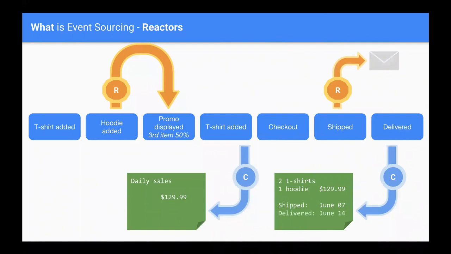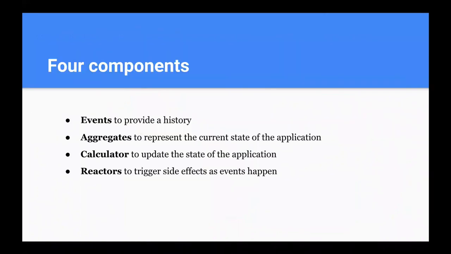So those are like our 4 components. We have events, they provide like the full history of things. We have aggregates that represent the current state of the application. We have calculators that read events and update the aggregates accordingly, and reactors to trigger side effects as events happen.